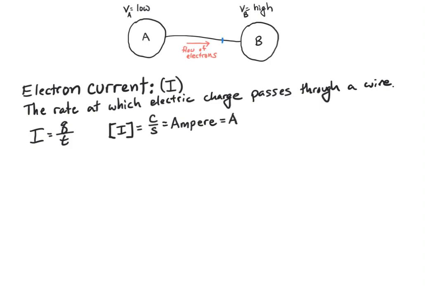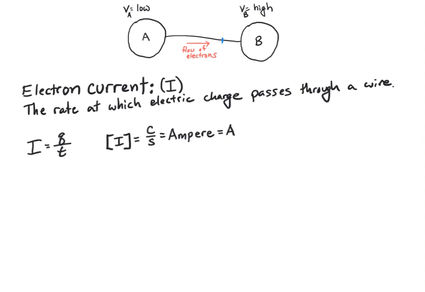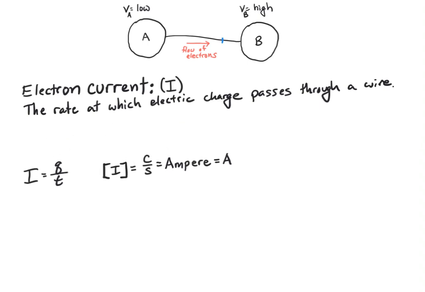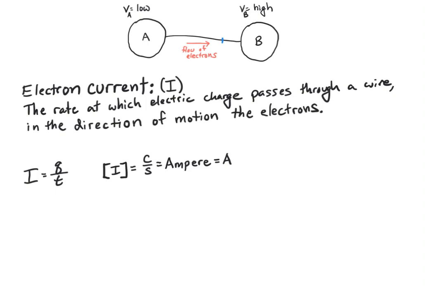Current has a direction, right? The charges, the electrons are going in a particular direction. So we're going to add to our definition that the electron current is in the direction of motion of the electrons through the wire. There's something a little bit unsavory about all of this, right?